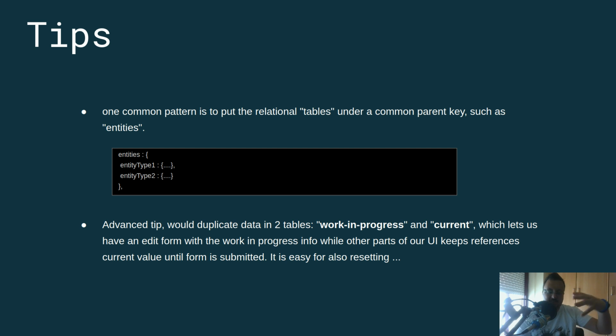Okay, so another advanced tip: we can begin to use duplication and gain complexity in our state object, because maybe it makes things easier. For example, if we have the comments entity, we can duplicate it into current and work in progress. Current would be the usual normal contents, but if you go into a form where we're going to update that comment, we just make a copy of the current object and we put it in work in progress.